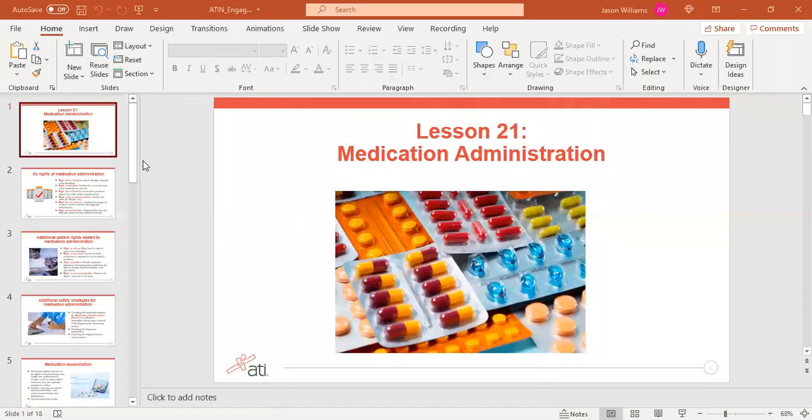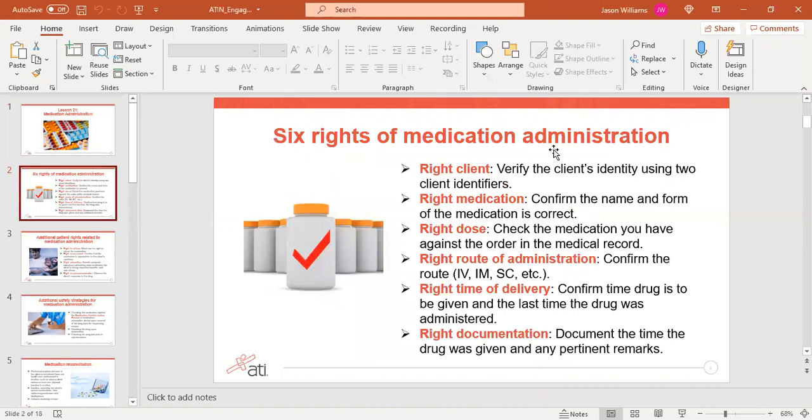This lesson is discussing medication administration. And it talks about the 6 rights of medication administration, which there are multiple rights of medication administration. And typically, some places teach us 5 rights, or teach you the main 5 rights and tell you the 6th right is always right documentation.